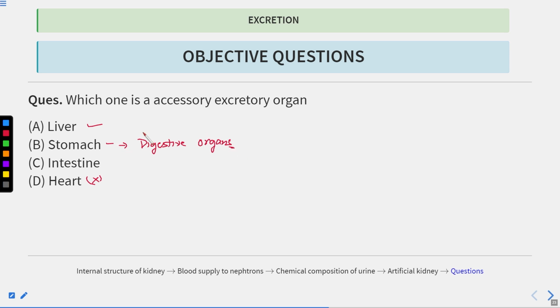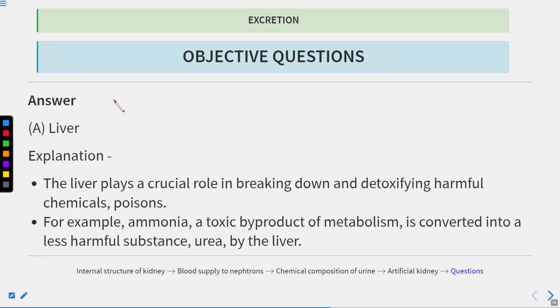So in the stomach, what happens? Gastric juice is released and that contains enzymes, and protein digestion takes place in the stomach and some fat digestion also takes place. The intestine is also involved in digestion. The final digestion takes place in the intestine and it is also involved in the absorption of the nutrients. Okay, this is clear. So what should be the answer here? Liver. Liver is the accessory excretory organ.